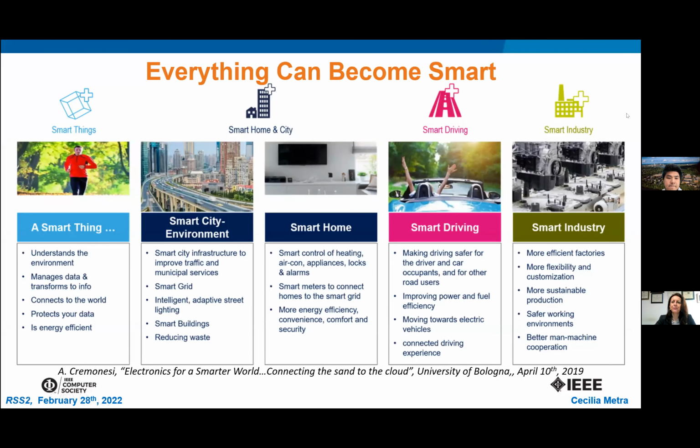So today we are thinking, or hoping, let's say, that everything can become smart and intelligent. We talk a lot about smart things, smart environments, smart homes, smart driving, smart industry, and all of this thanks to the widespread adoption of AI.